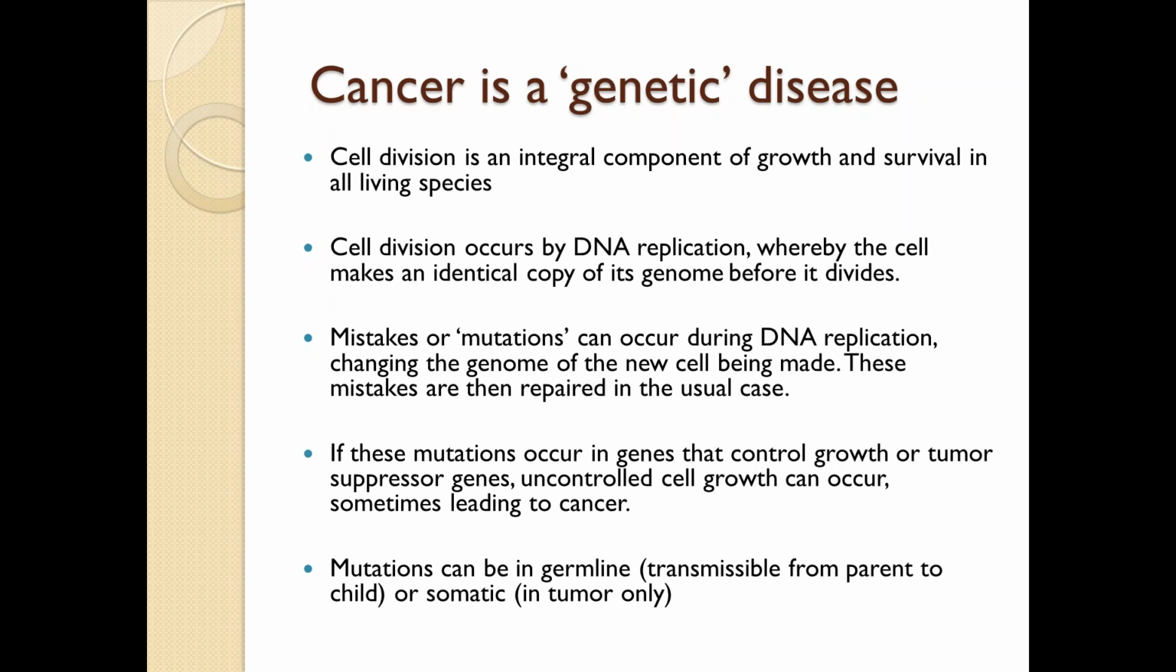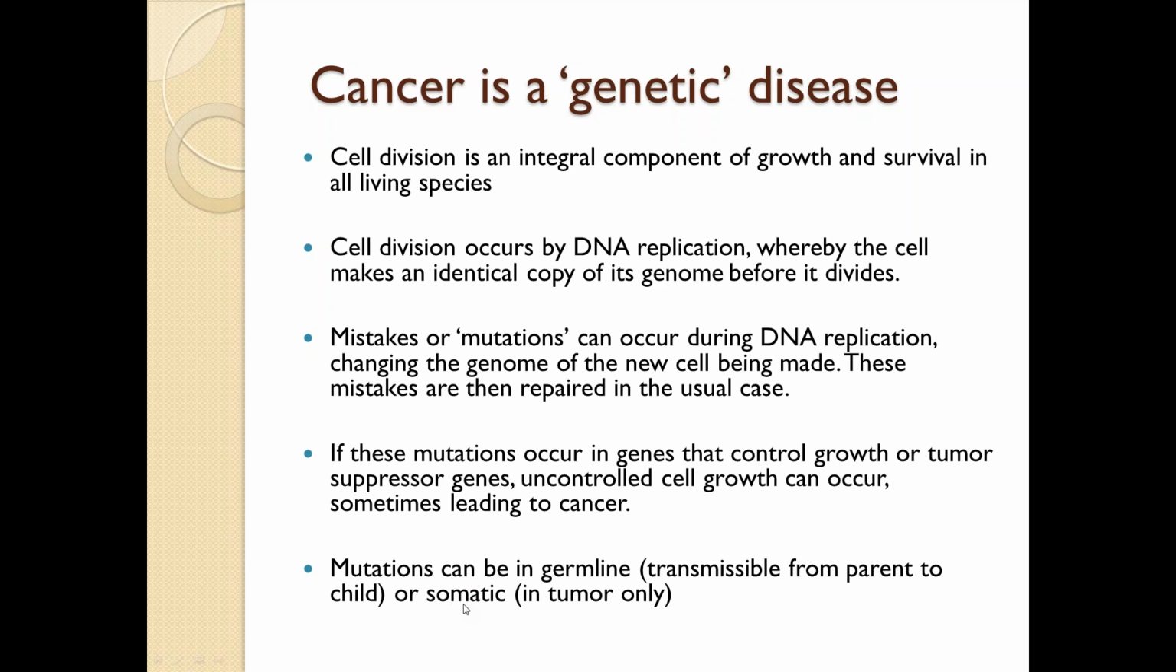Now, these mutations actually take a long time before the cancer develops, and therefore cancer often occurs in the older age group. And it's often not one mutation that leads to cancer, but multiple mutations that act together that lead to cancer. Now, I also want to introduce this concept of germline versus somatic mutation. The mutation can be in the germline, that is, transmissible from parent to child. For instance, there are certain breast cancers that occur in mothers and their daughters.